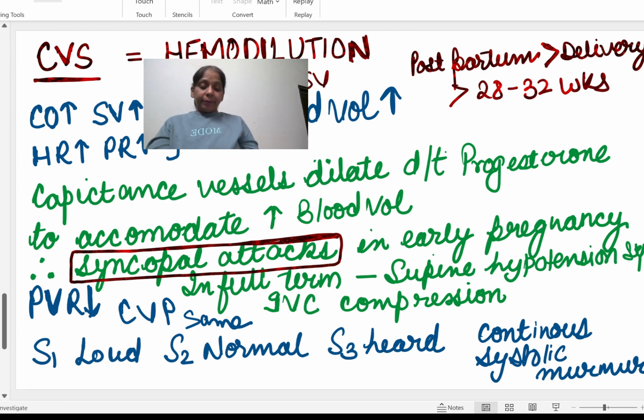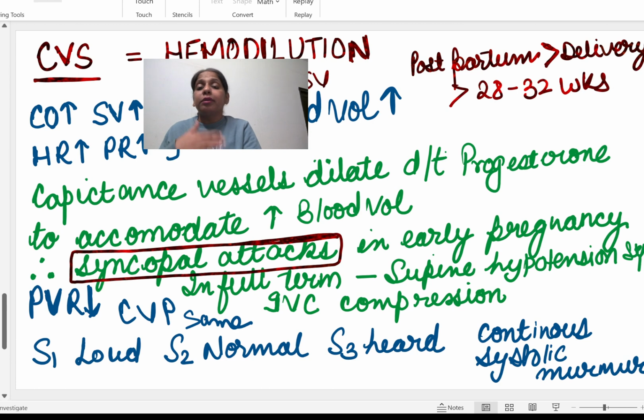Okay, in early pregnancy. In the full term pregnancy, there is not much change in the cardiac output after 28 to 32 weeks, rather the cardiac output decreases, and the body gets adjusted to this peripheral vasodilation or peripheral vascular resistance decrease. Then at full term the fetus starts compressing the inferior vena cava, which is known as supine hypotension syndrome.